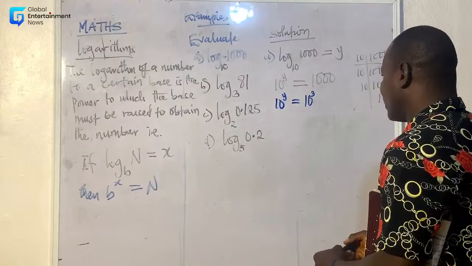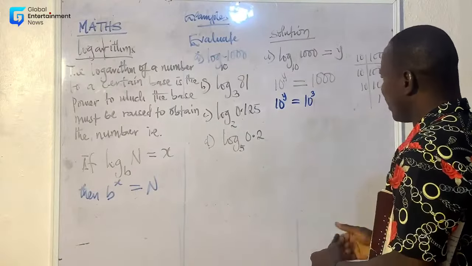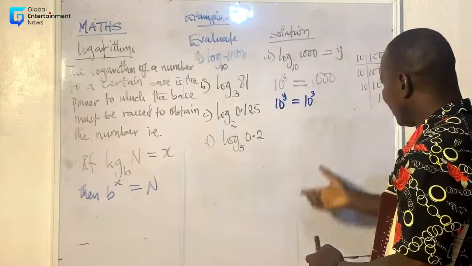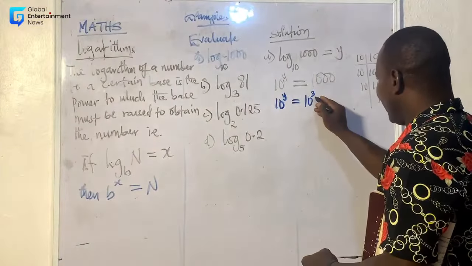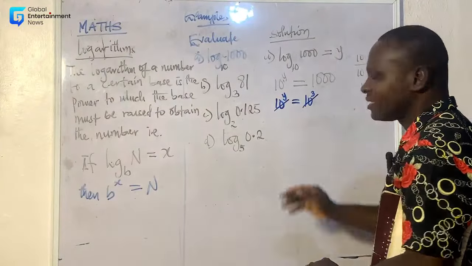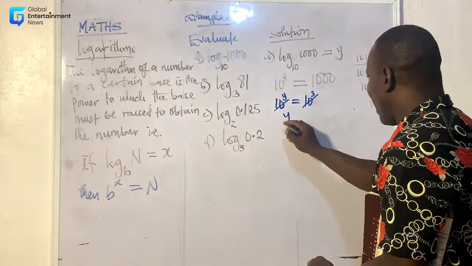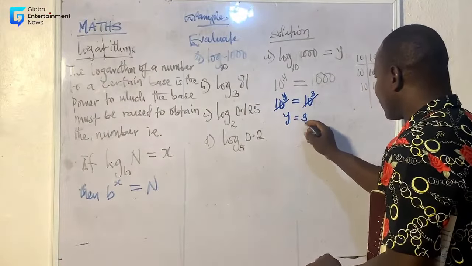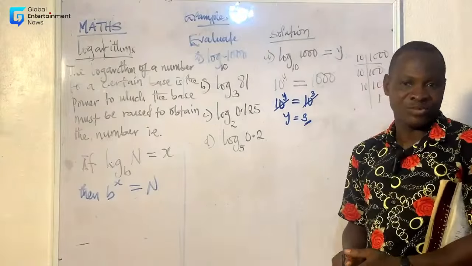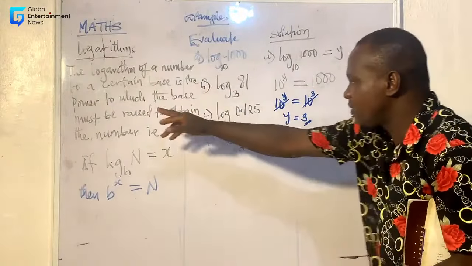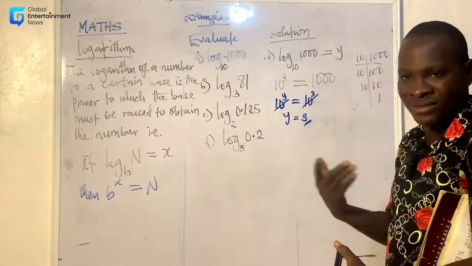I believe you still understand how I got this 10 raised to power 3. That is 10 times 10, 100. 100 times 10, that is 1000. And what do we have here? 10, we cancel 10 here because the bases are equal. So what is my y? My y is equal to 3. You can see it's very, very simple to get once you follow the definition: the base must be raised to obtain the number.